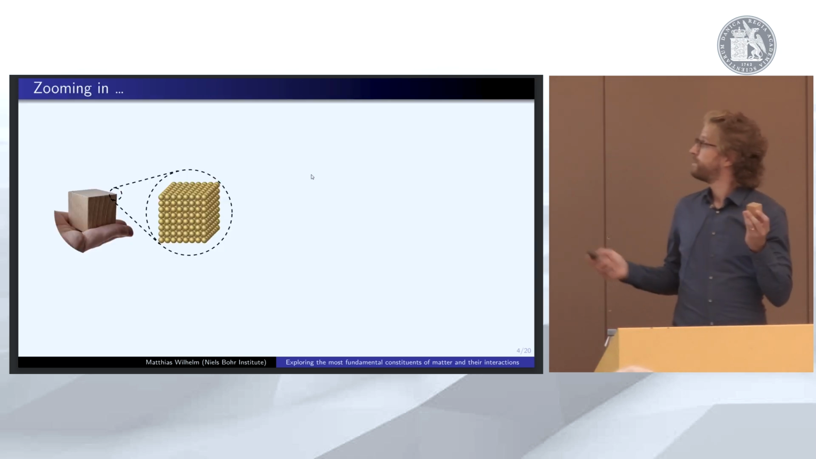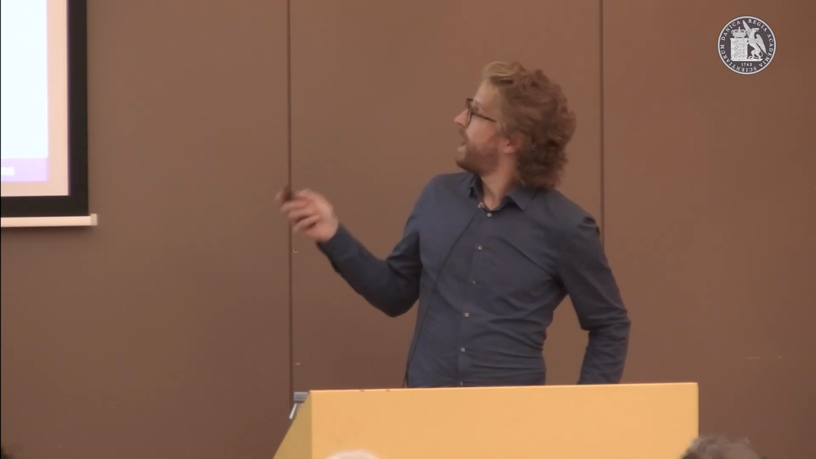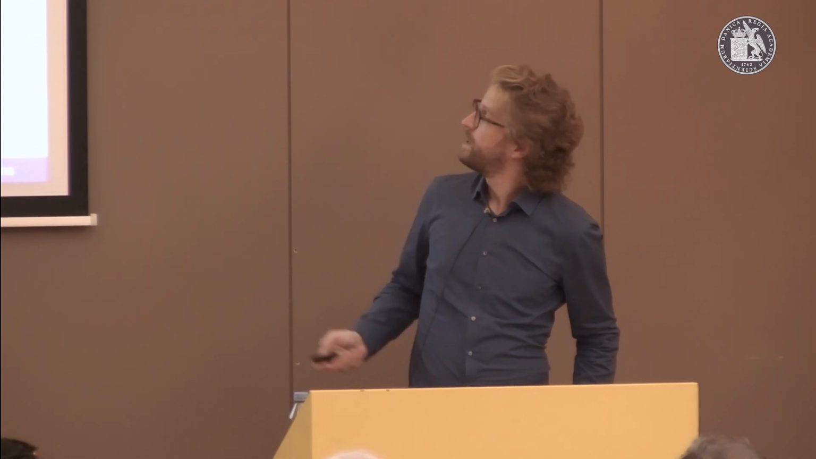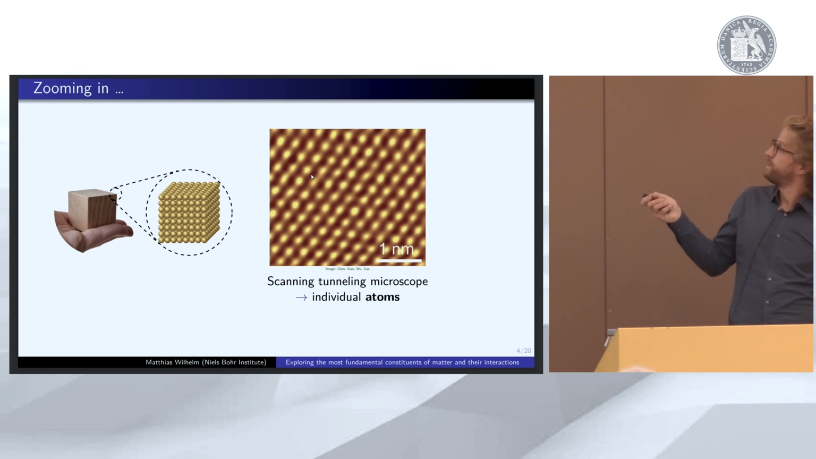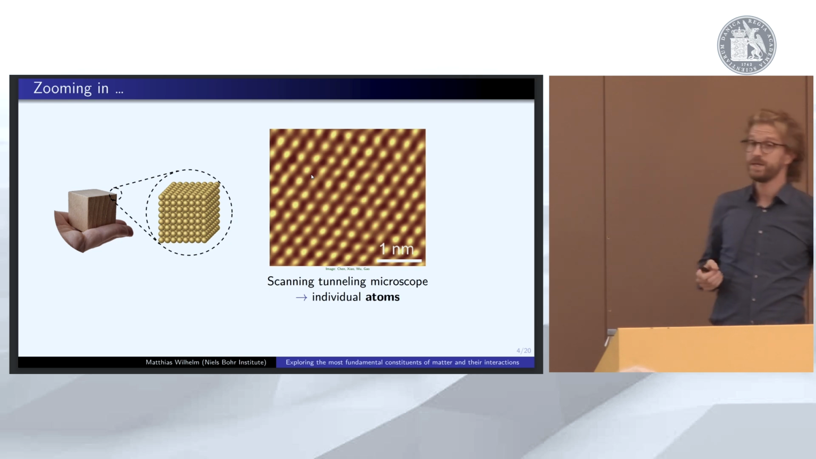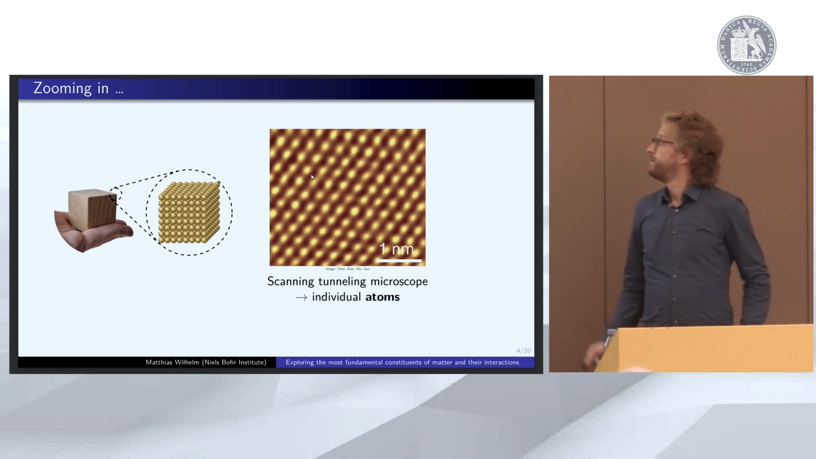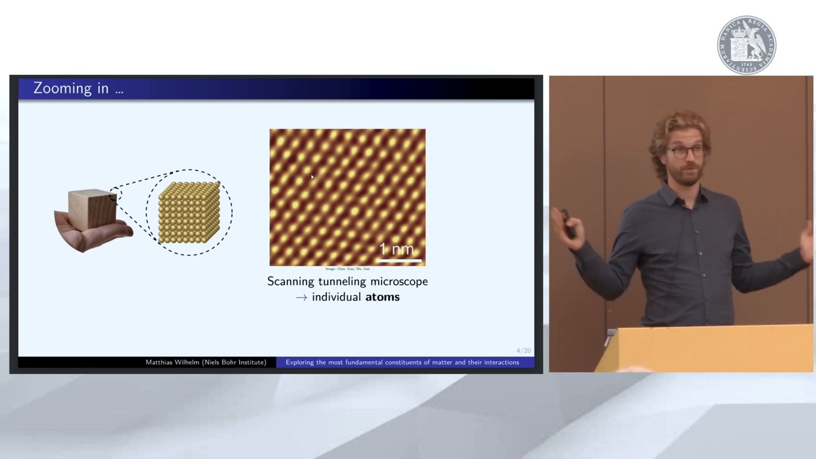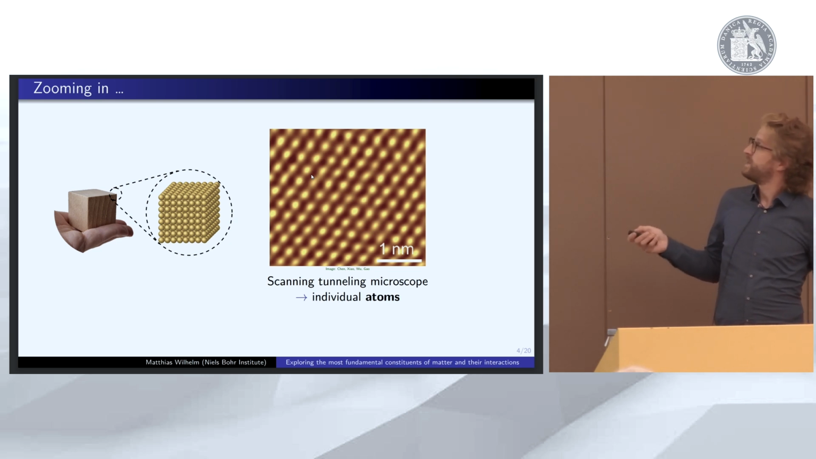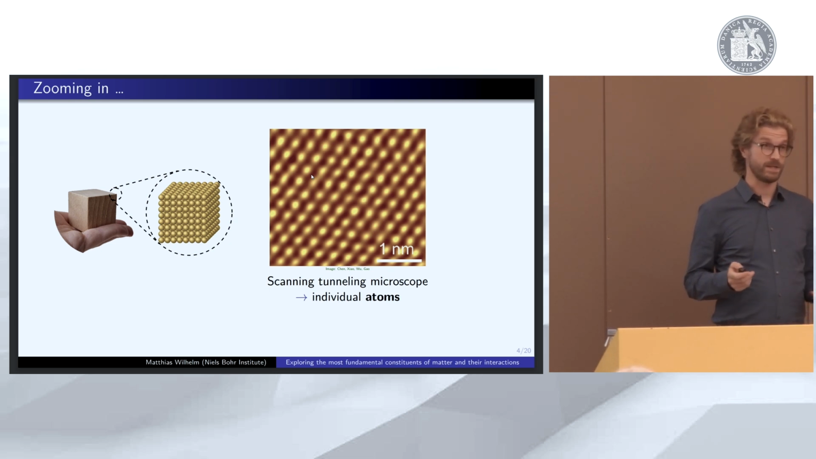Zooming into matter, such as this block of wood, we find that it is made out of atoms. With today's machinery, such as a scanning tunneling microscope, we can even see those atoms. Each individual orange blob here is one carbon atom. They are very small, less than a nanometer, so a billionth part of a meter. However, this is as far as a microscope will get us.